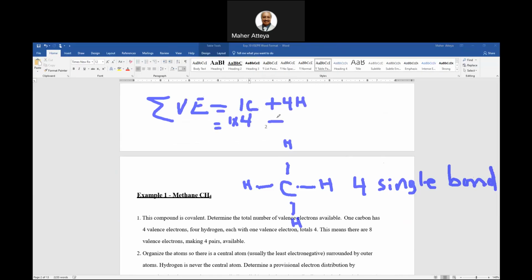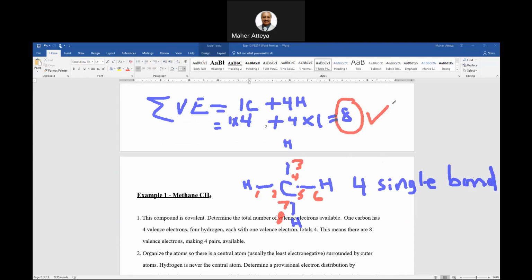And hydrogen has 1 valence electron, 4 multiplied by 1. The total is 8. Let's count them. Here it is, 1, 2. I make one single bond. 3, 4. Another single bond. 5, 6. Another, third single bond. 7 and 8. Fourth single bond. This is the total. That's the way you can check if your work is correct.